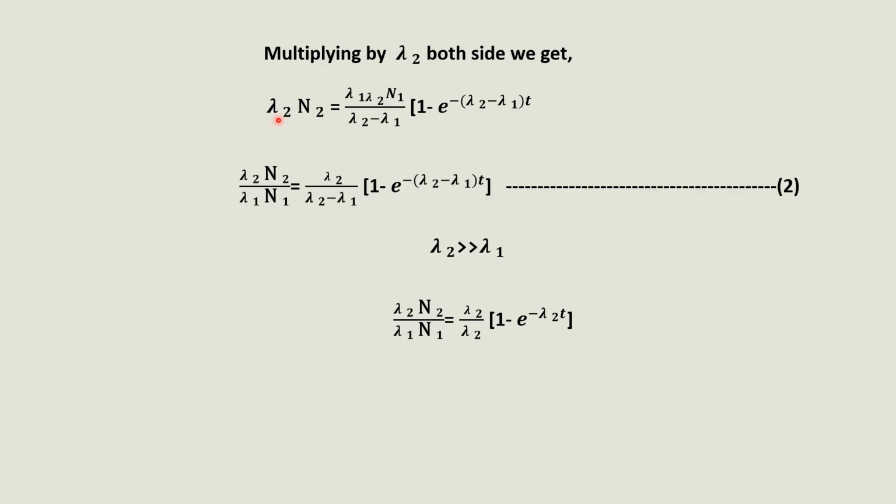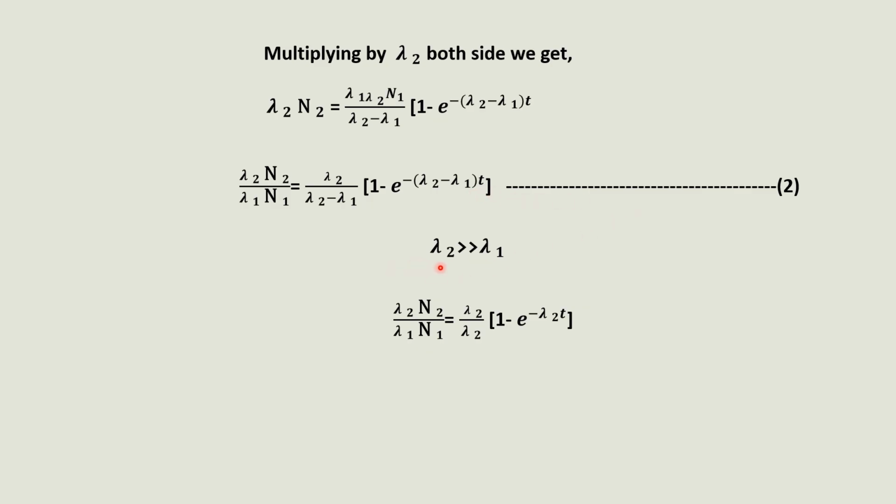So multiplying by lambda 2 on both sides, we get in the previous equation lambda 2 N2 is equal to lambda 1 lambda 2 N1 by lambda 2 minus lambda 1 into 1 minus e to the power minus (lambda 2 minus lambda 1) t. After that this will be outside and we get lambda 2 N2 by lambda 1 N1 is equal to lambda 2 by lambda 2 minus lambda 1 into 1 minus e to the power minus (lambda 2 minus lambda 1) t. This is equation 2.